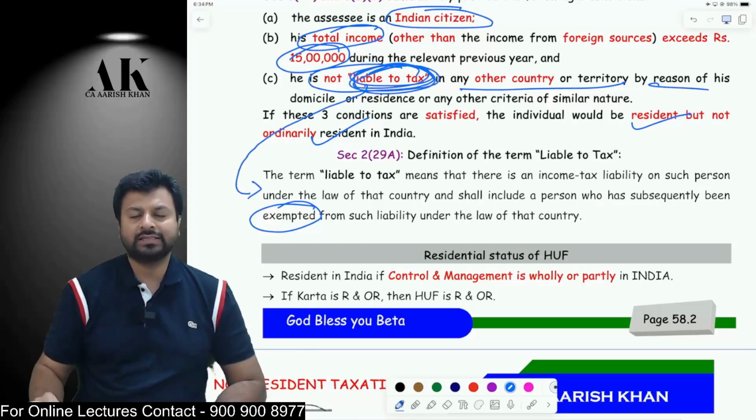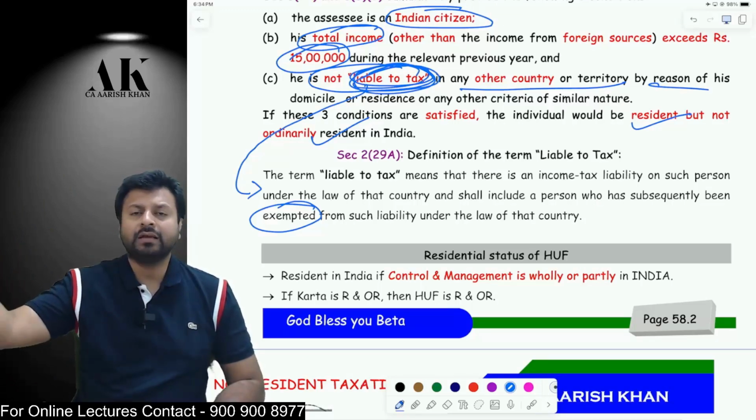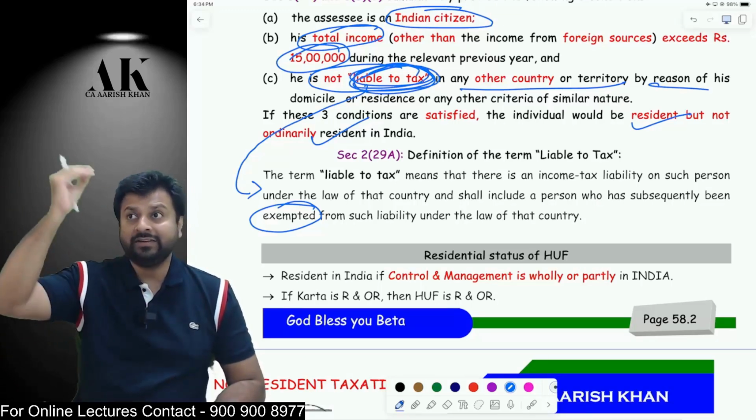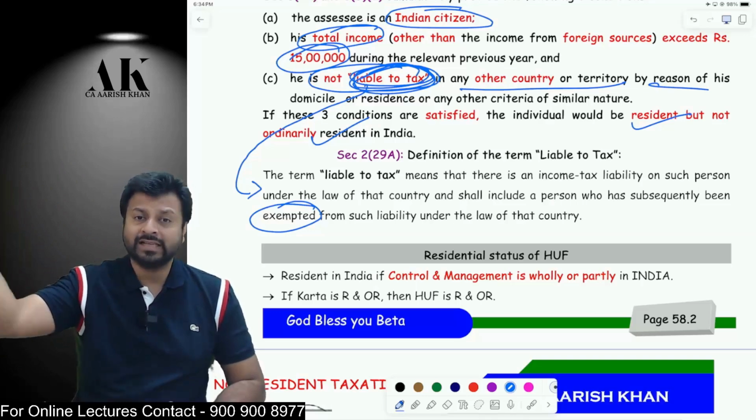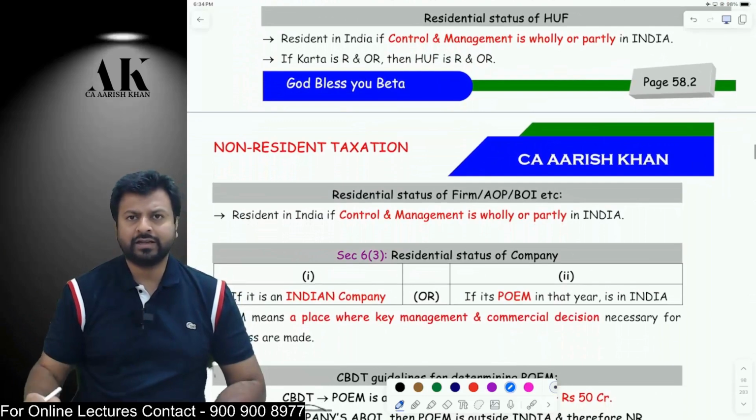Okay. The word liable to tax is important with reference to this point because it is written over here. The assessee should not be liable to tax in another country. If he is liable to tax in another country, then he will not be called a deemed resident. If he is not liable to tax in other countries, then he is deemed resident in India. I hope it is clear to all of you. So these are different categories of residential status under the income tax law for an individual.